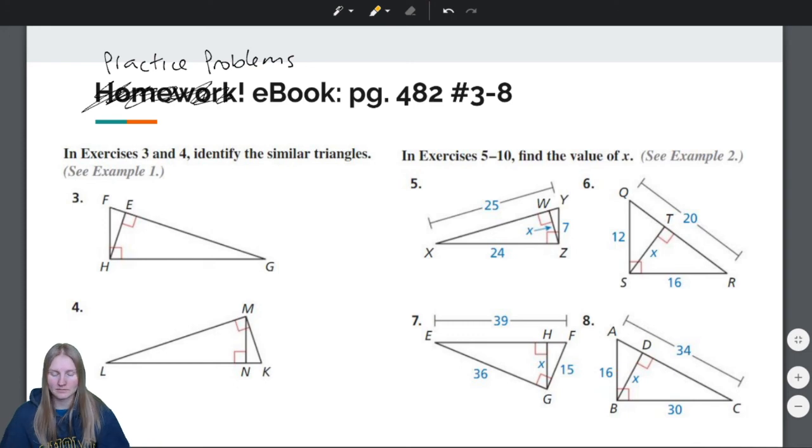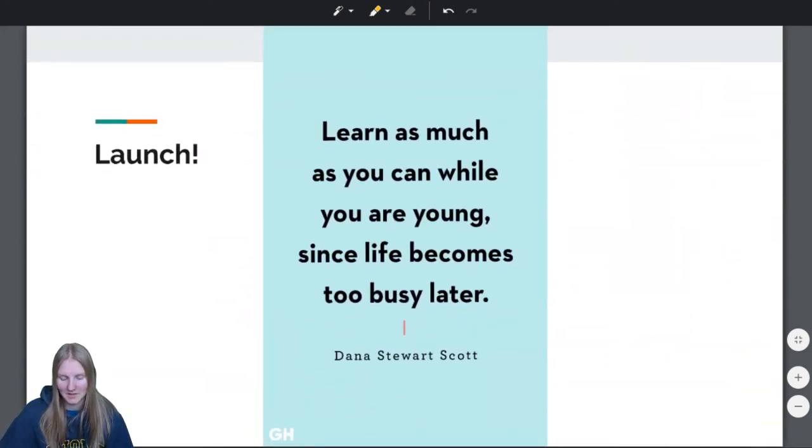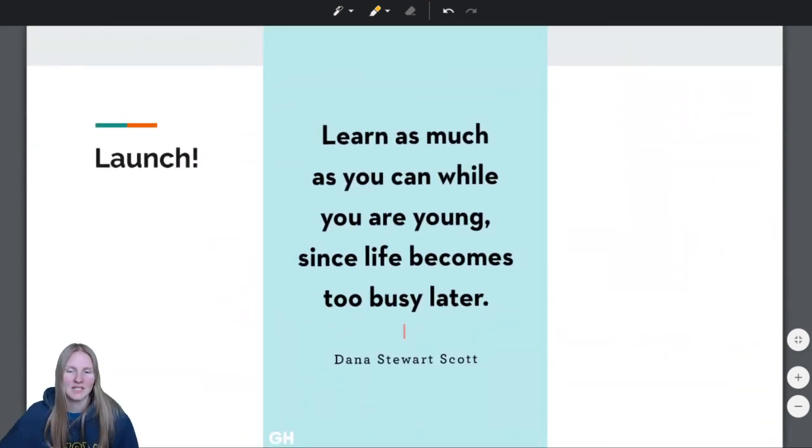Okay. Today's launch comes from Dana Stewart Scott, and she says, "Learn as much as you can while you're young, since life becomes too busy later." I can testify to this. I wish that I had spent more time studying when I was in college. I wish that I had paid more attention to the learning in high school.